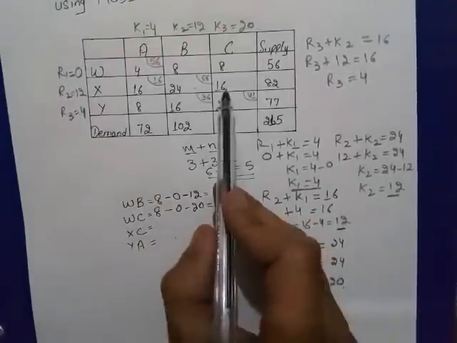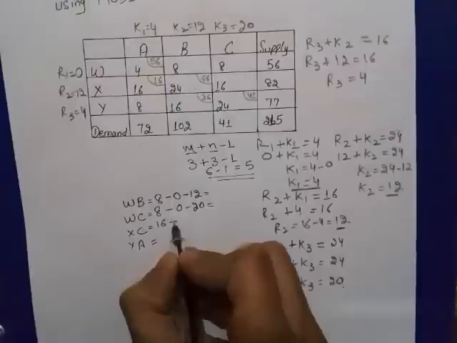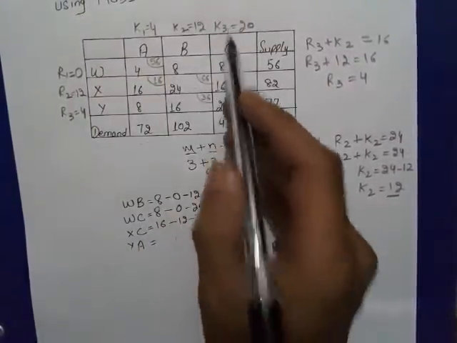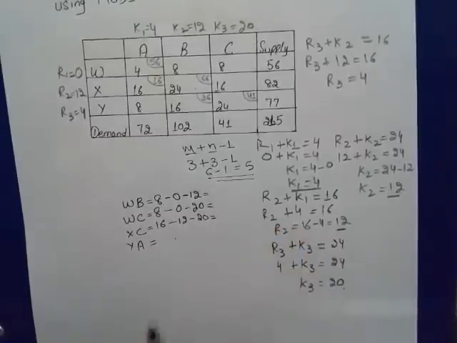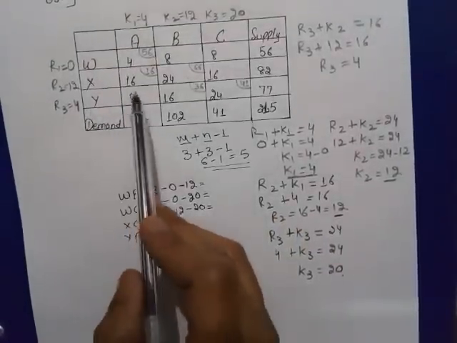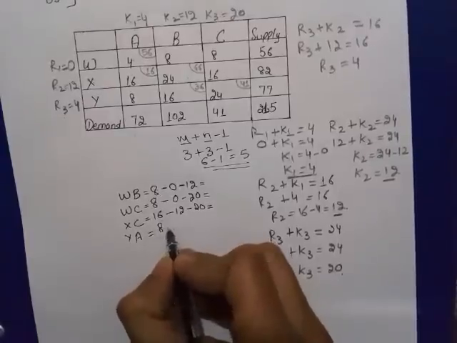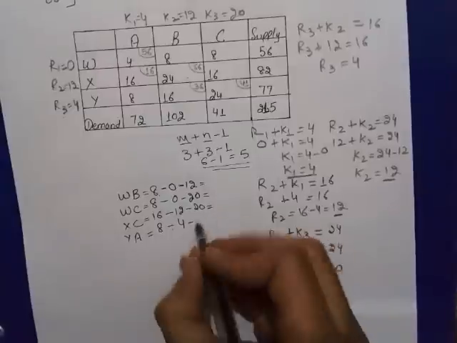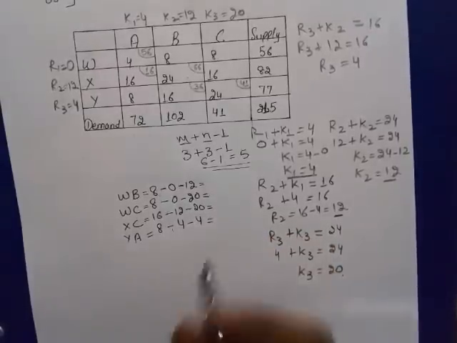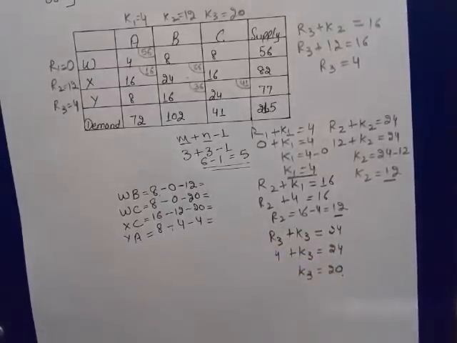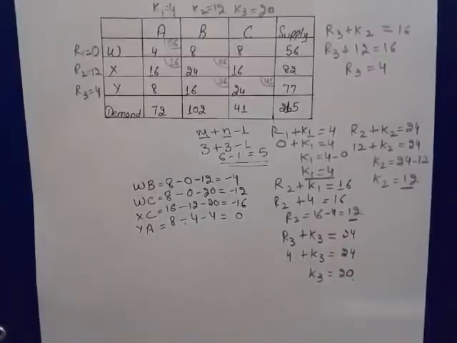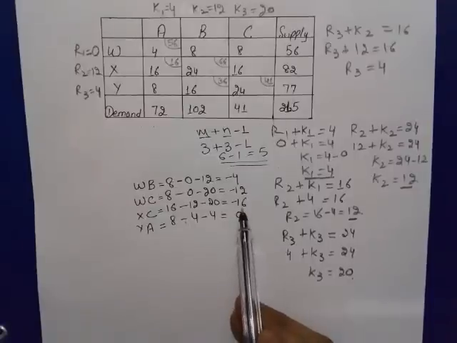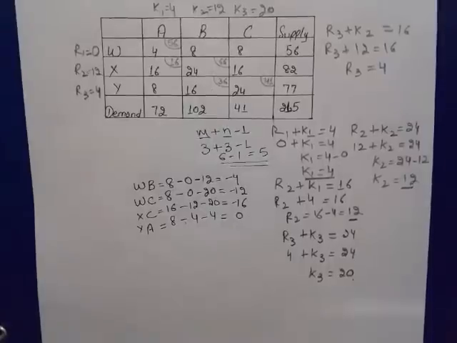XC 16 minus 12 minus 20. In the same way YA 8 minus 4 minus 4. So calculate the values of all. So we got minus 4, minus 12, minus 16, and the last is 0.